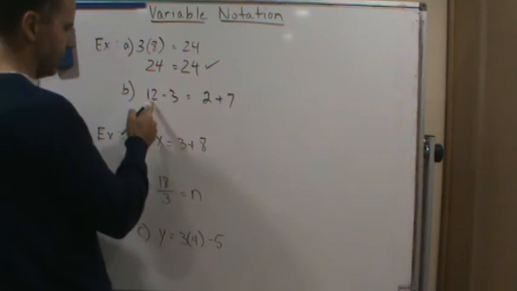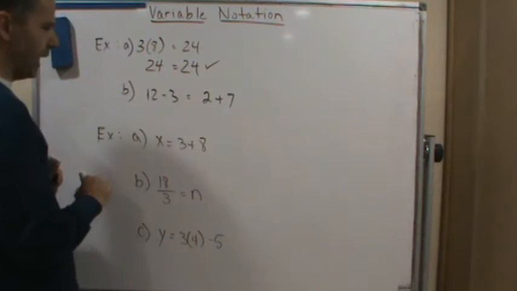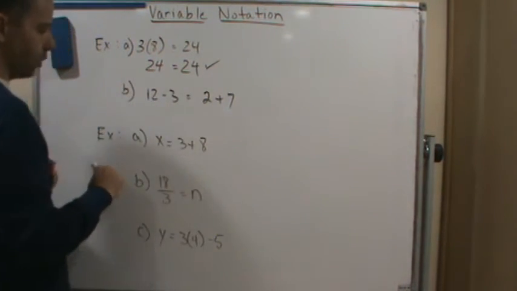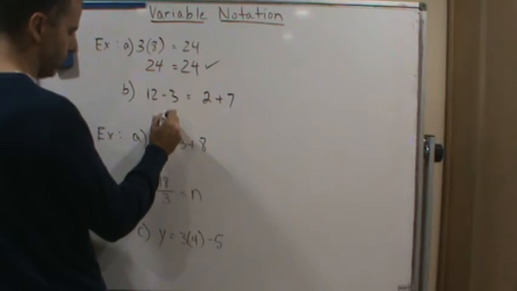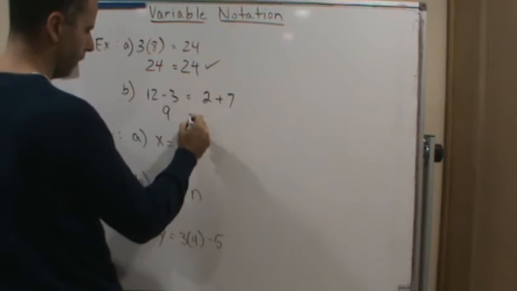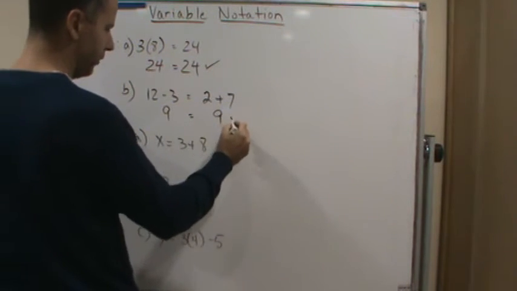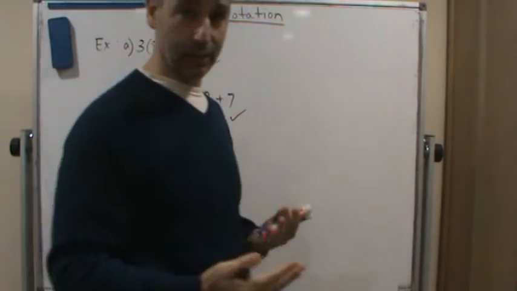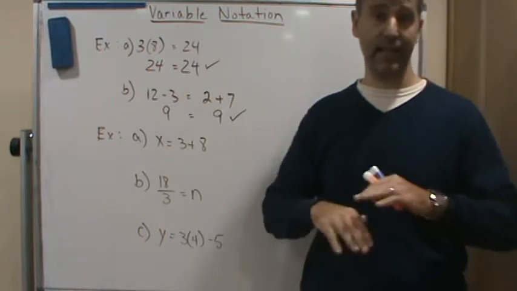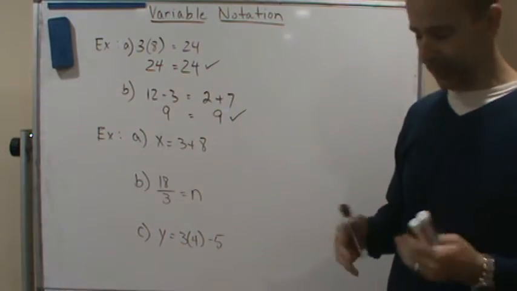Here, same thing. I have 12 minus 3 is equal to 2 plus 7. Now I'm going to evaluate both of these, right? 12 minus 3 is 9, and 2 plus 7 is also 9. So I get 9 is equal to 9. Again, that gives me a true statement, okay? If I get different things on both sides of the equal sign, then I would say that that's a false statement, okay?